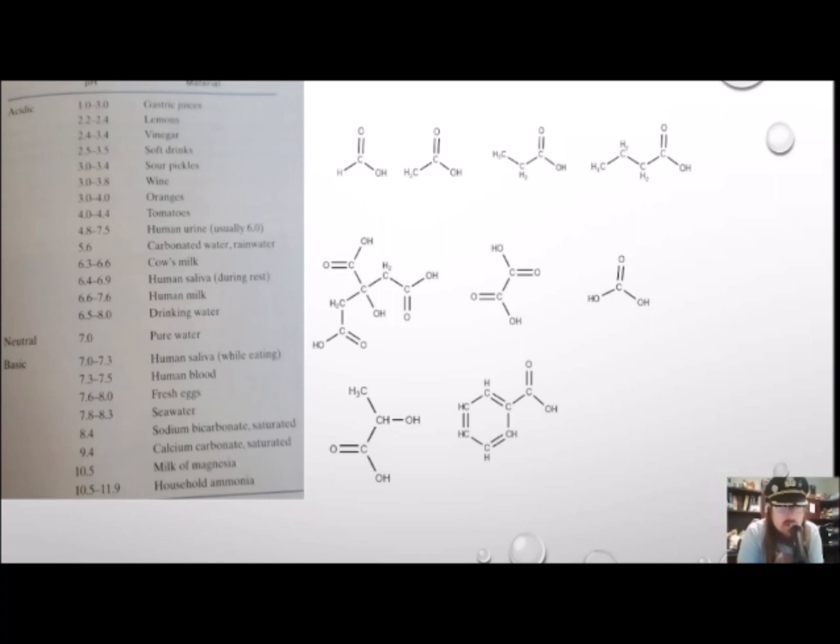Urine, I wouldn't suggest you drink it, but can range between 4.8 and 7.5. Carbonated water or even rainwater will be 5.6. Cow's milk, 6.3. Human saliva, 6.4 to 6.9. Drinking water can be anywhere from slightly acidic to slightly basic. When eating, I guess our saliva goes up in pH. Blood is slightly basic. Eggs, also slightly basic. Seawater, getting a little bit more basic, 7.8 to 8.3. Sodium bicarbonate, saturated solution is 8.4. Calcium carbonate, 9.4. Milk of magnesia, 10.5. And household ammonia between 10.5 and 11.9.